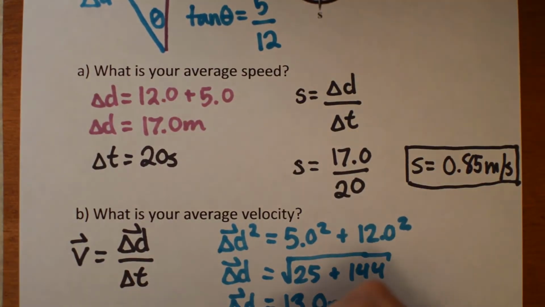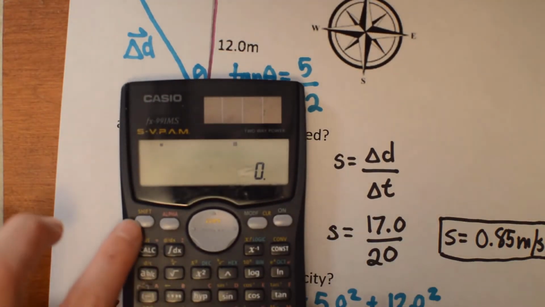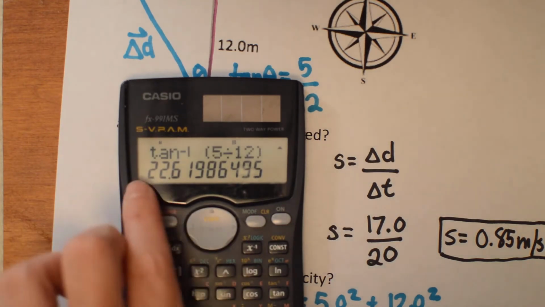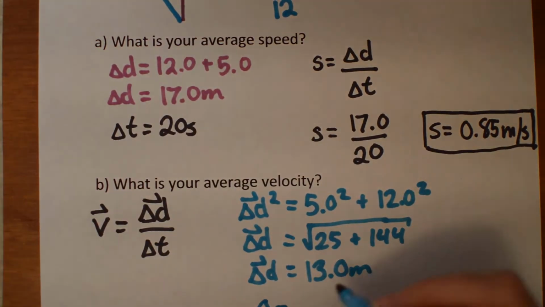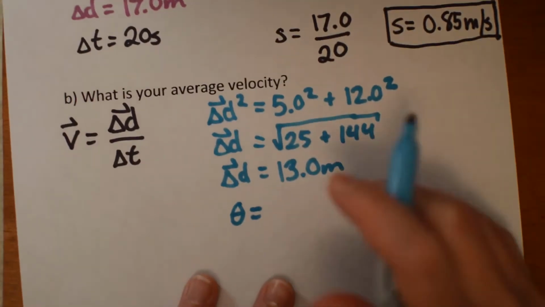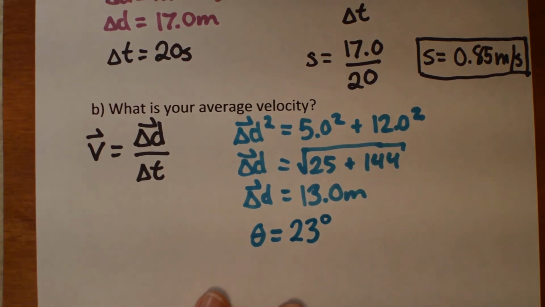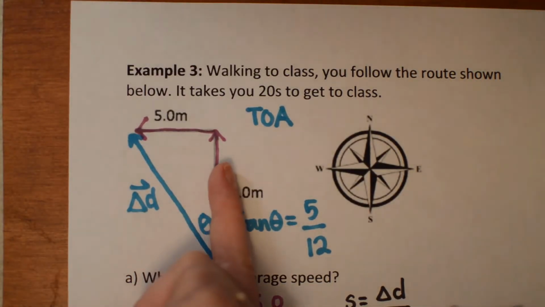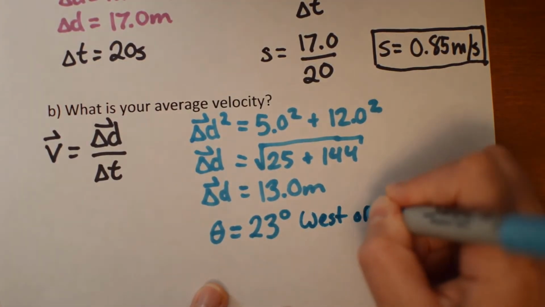Solving for theta then, I'll do the inverse tan, so inverse tan of 5 over 12. That gives me 22.619 degrees. I'm going to round that off to just 23 degrees because I have two sig figs. Okay, and that's 23 degrees. If I want to describe it a little bit better, it's 23 degrees to the west of north. So west of north.